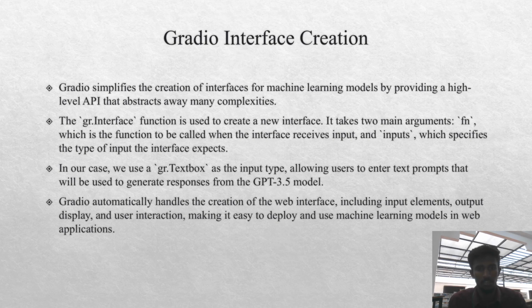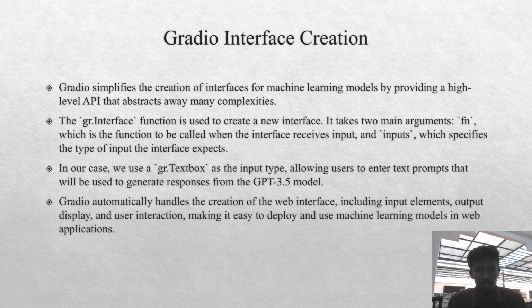Gradio simplifies the creation of interfaces for machine learning models by providing high-level APIs that abstract away many of the complexities. The Interface function is used to create a new interface, and it takes two main arguments: fn, which is the function to call when the interface receives the input, and inputs, which specifies the type of input the interface accepts.